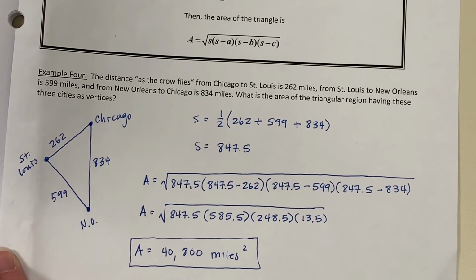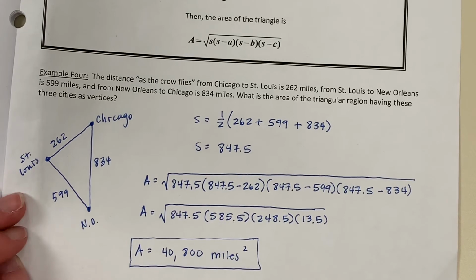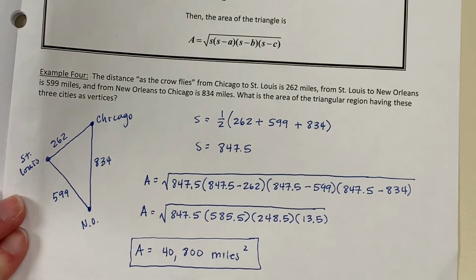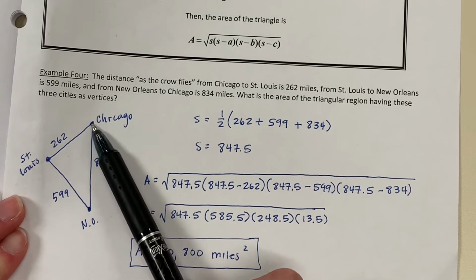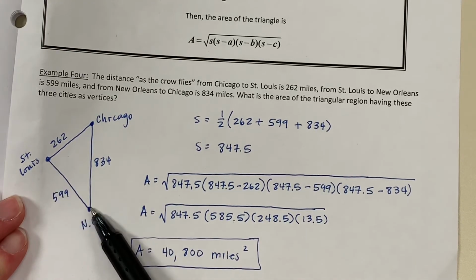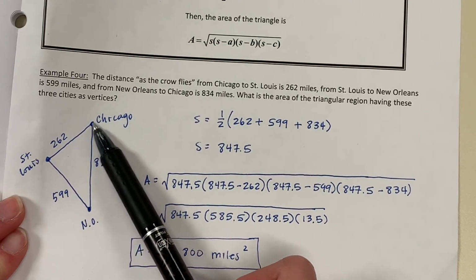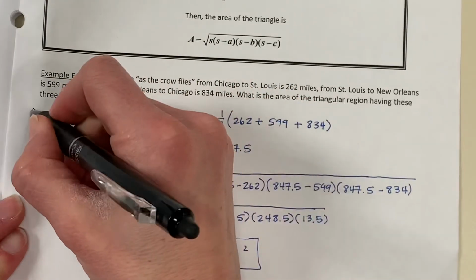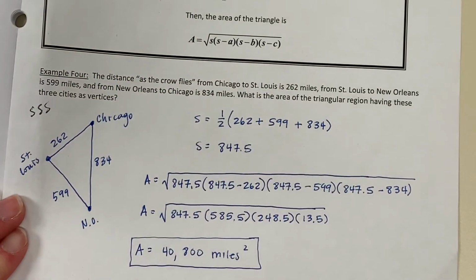So in example 4, it says the distance as the crow flies from Chicago to St. Louis is 262 miles. From St. Louis to New Orleans is 599 miles. And from New Orleans to Chicago is 834 miles. So the first thing I did was draw a picture. Chicago to St. Louis to New Orleans, and New Orleans to Chicago. I knew the miles to each destination, which created a triangle with side, side, side. So what is the area of the triangular region having these 3 cities as vertices?